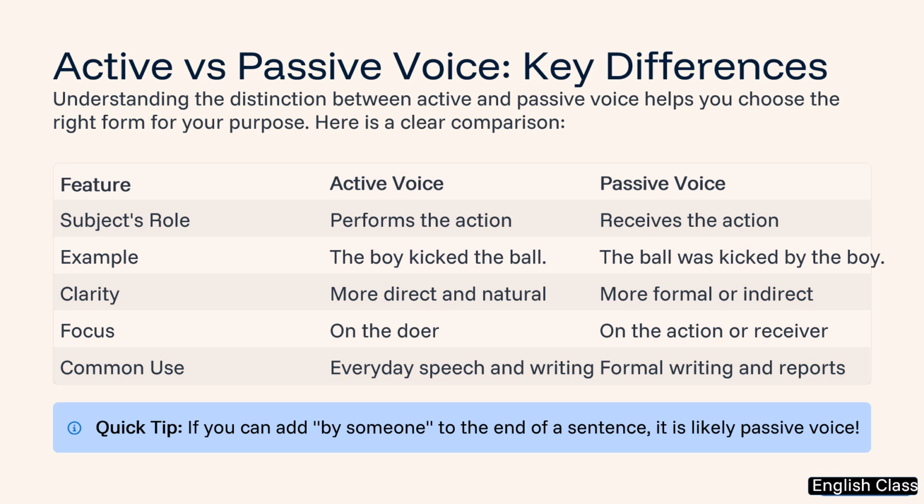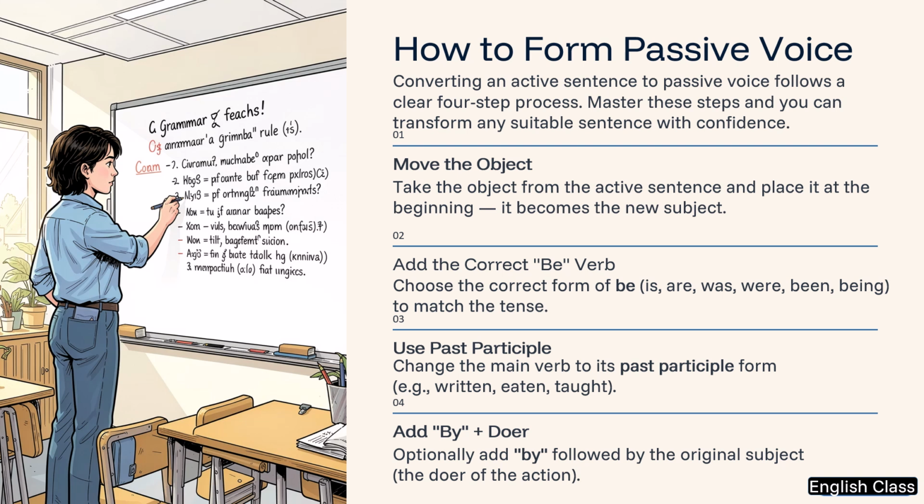Now let's move on. Common use. Active voice is used in everyday speech and writing. But passive voice, of course, is used in formal writing and reports. Now, quick tip. If you can add by someone to the end of a sentence, it is likely passive voice. So anytime you have by someone, you should know that that statement is already in passive voice. I hope you are getting it. All right. Now let's move on.